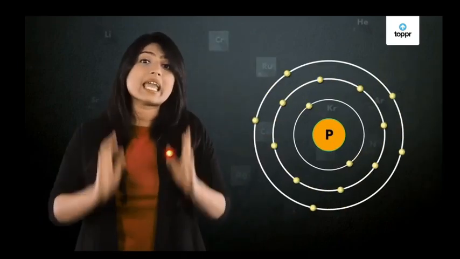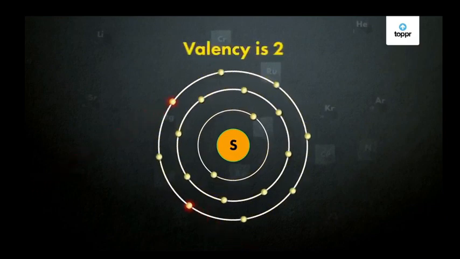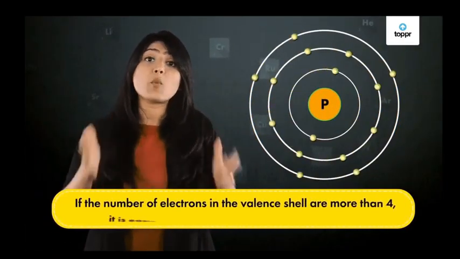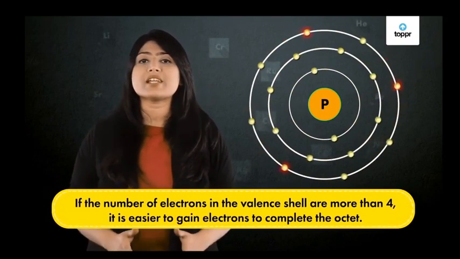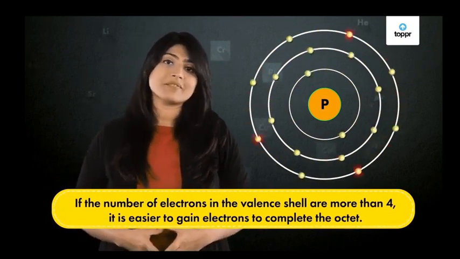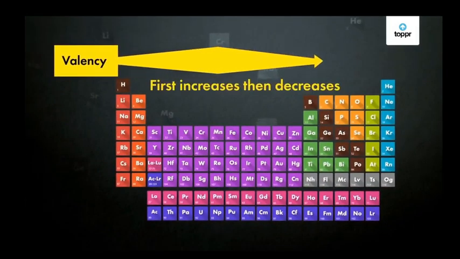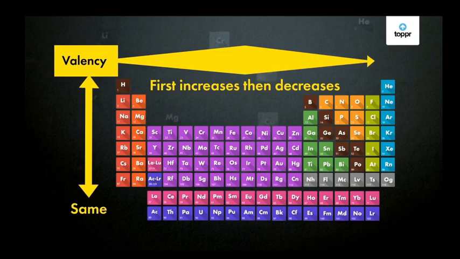Yes, you got it right. It will obviously gain 3 electrons. So on the same lines, look at sulfur, whose valency is 2, and chlorine, whose valency is 1. So if the number of electrons in the valence shell is more than 4, it is easier to gain electrons to complete the octet. So we can conclude that valency first increases and then decreases across the period, but it remains the same on going down the group.